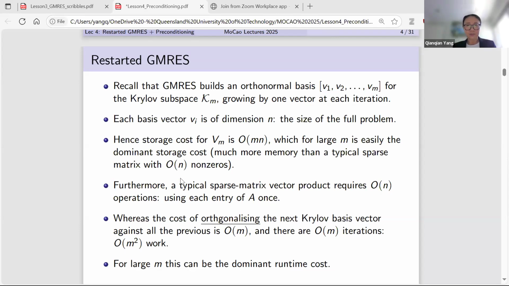Furthermore, a typical sparse matrix-vector product requires order n operations, using each entry of A once. But the cost of orthogonalizing the next Krylov basis vector against all the previous ones is order m, and you do this m times, so that becomes order m squared work. Just doing the orthogonalization itself requires order m squared work. When your m is large, this easily becomes the dominant runtime cost. So for large problems, two things worry you: the memory and the runtime.